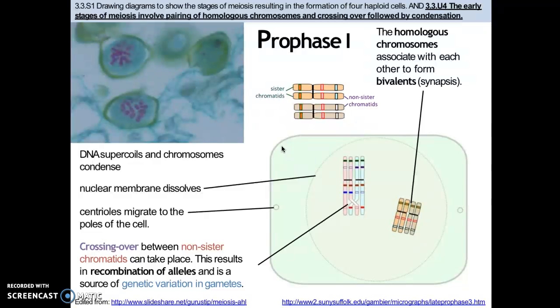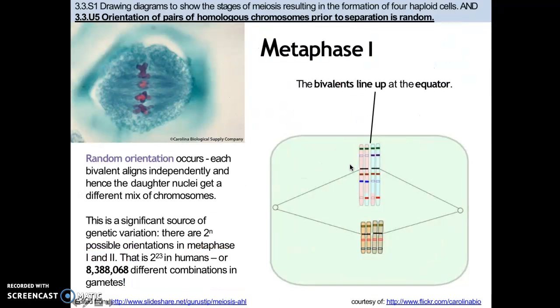And this is where we get the recombination that we just discussed. It's a big source of genetic variation, but the pairings of the homologous chromosomes is really important. They got to stick together through meiosis 1. And so that occurs at prophase 1 through the process of getting super close to each other and creating a bivalent. Okay?